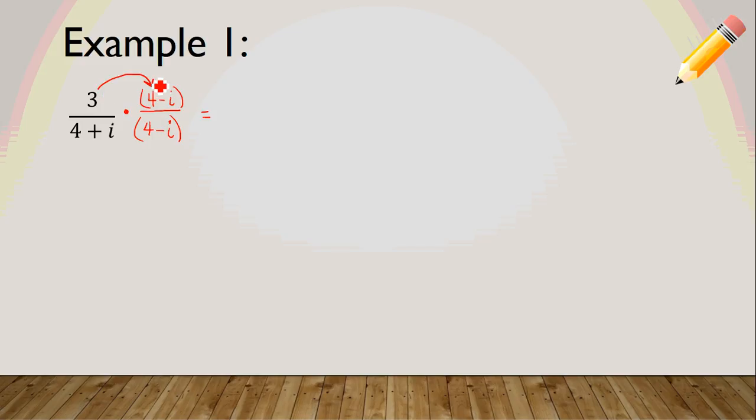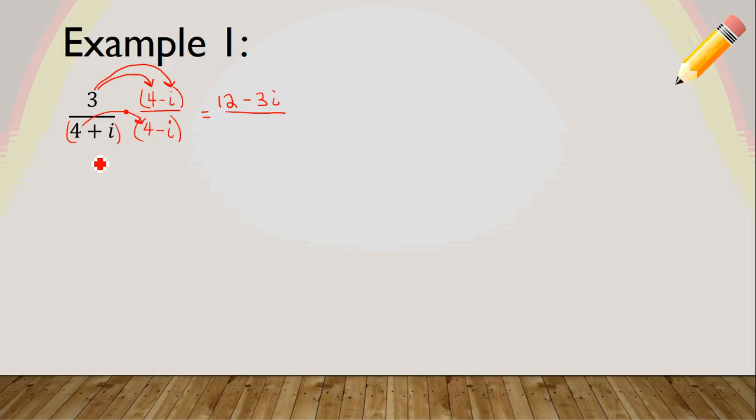So we'll take 3 times 4 and get 12. We'll also take the number 3 times the negative i, leaving me with negative 3i. Let's do the bottom. Now this is 2 things times 2 things. This is going to be a little bit more intense here. 2 terms times 2 terms.